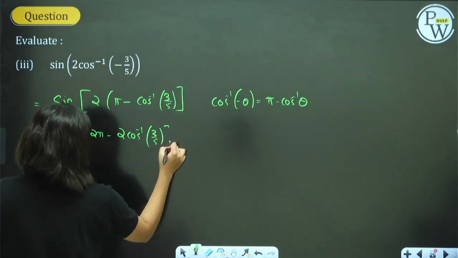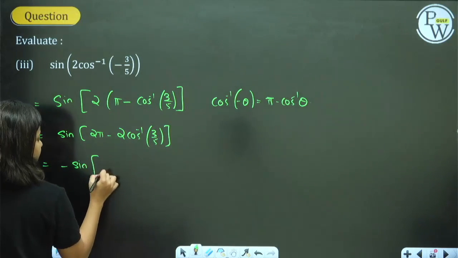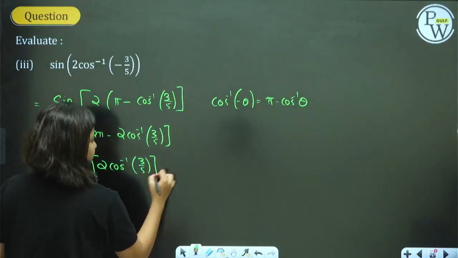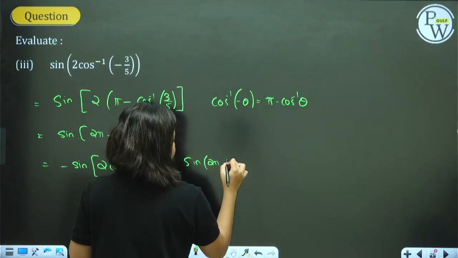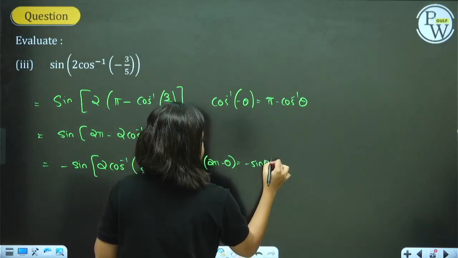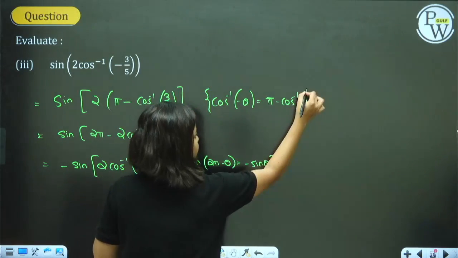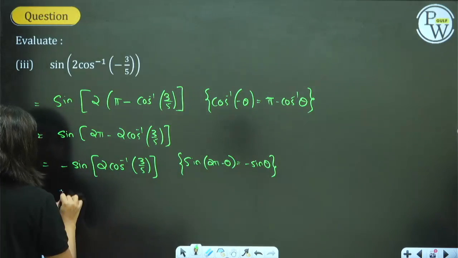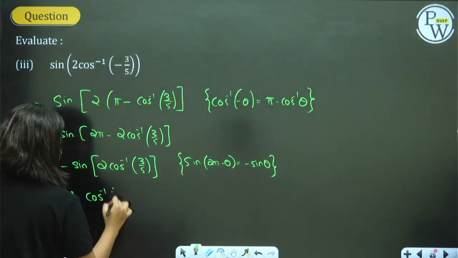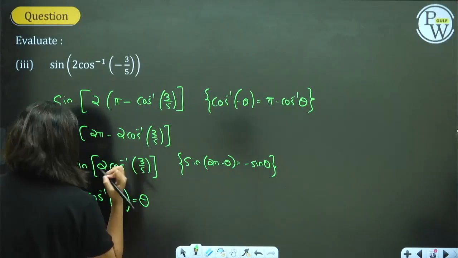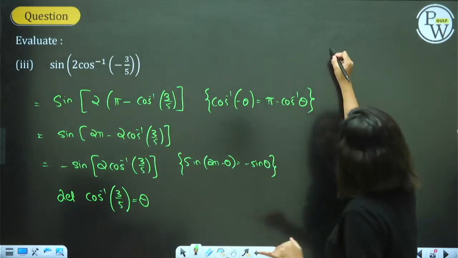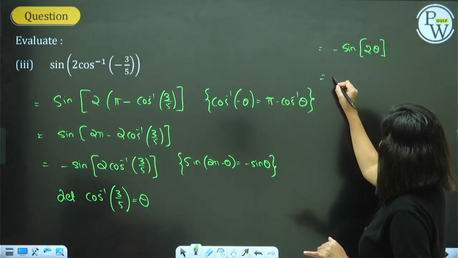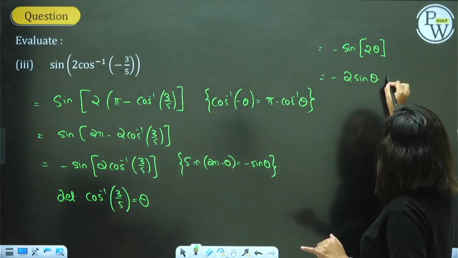What is sine of 2 pi minus theta? It's minus sine theta, right? In the fourth quadrant, sine is negative. Sine of 2 pi minus theta is minus sine theta. That is equal to minus, let it be outside. Now assume cos inverse of 3 by 5 is equal to theta. That means the question has turned into minus sine of 2 theta, which is minus 2 sine theta cos theta.